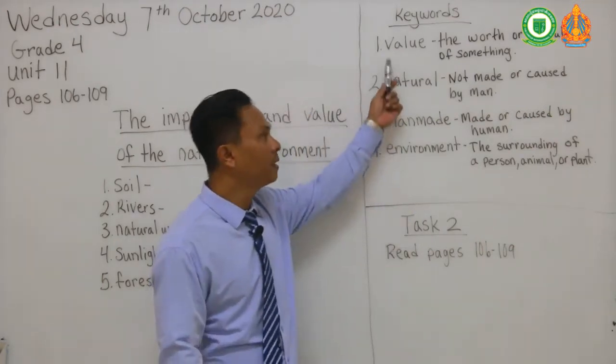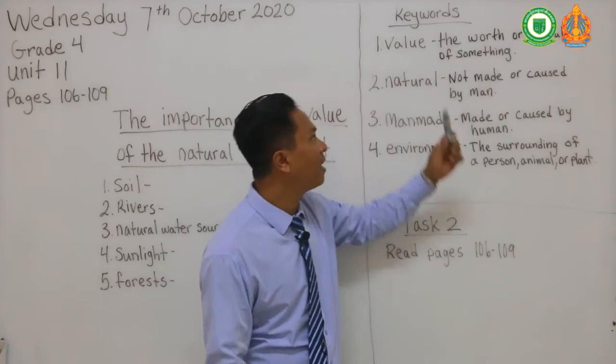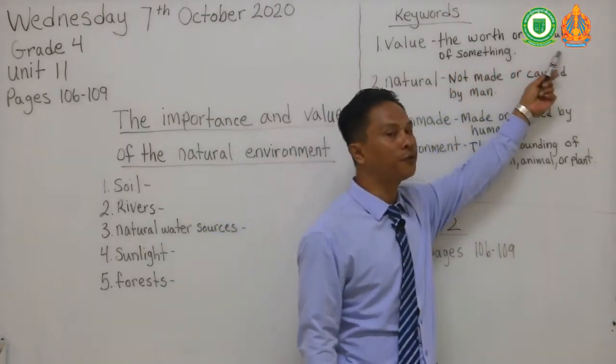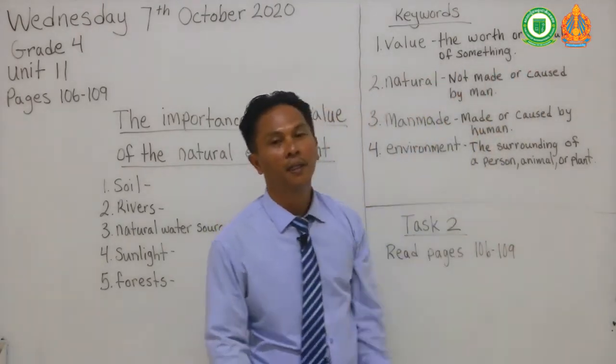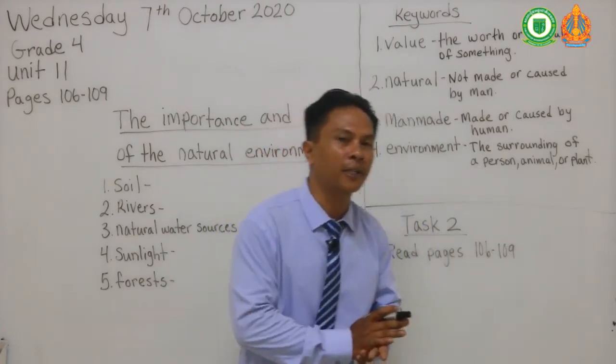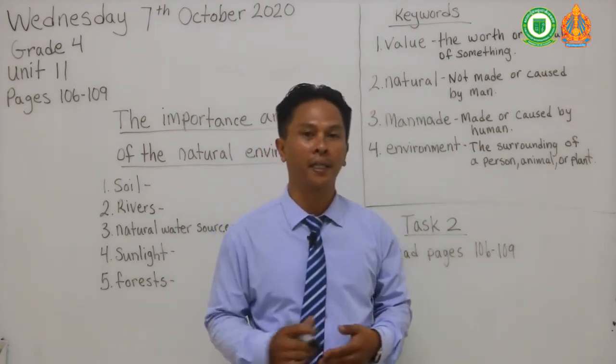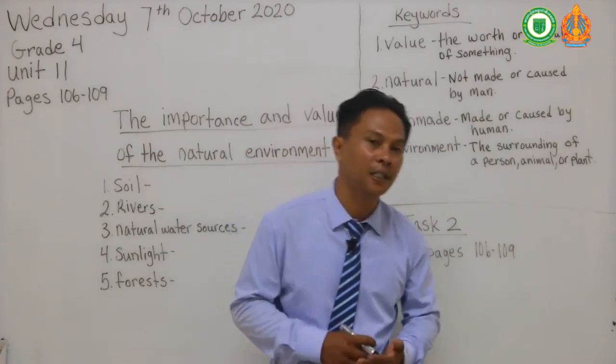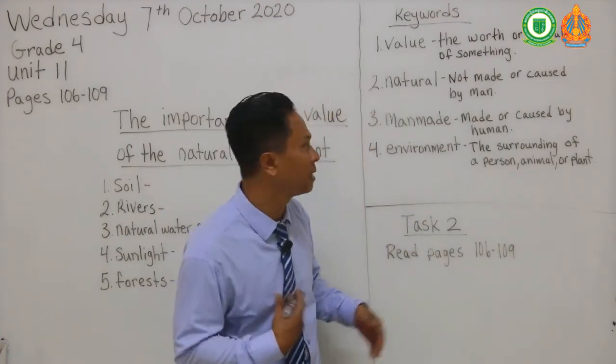Okay, number 1, value. Okay, value is the worth or usefulness of something. So what value is, it has some worth. Say, for example, like gold, money. That's all value, okay? Something that has usefulness to us.